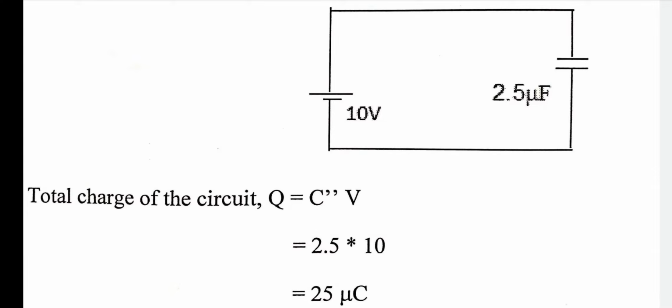Now we have to find the total charge of the circuit. We all know the formula to find charge is capacitance into V. Here capacitance value is 2.5 microfarad and voltage is 10 volt. So Q will be 2.5 into 10. We get 25 microcoulomb. So option C is the correct answer.